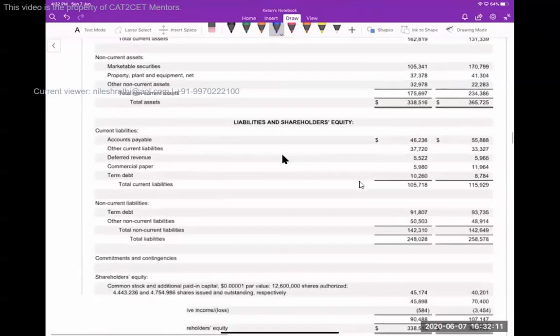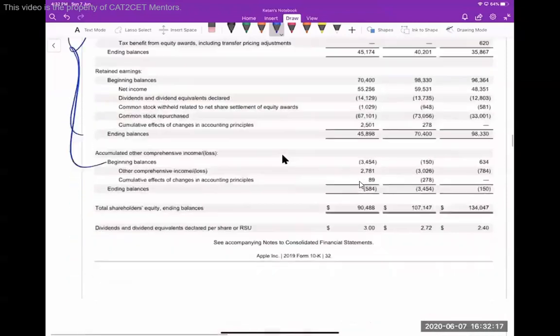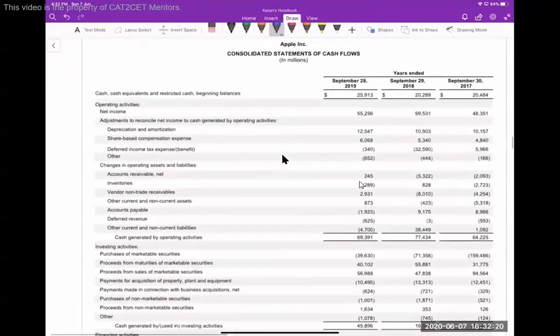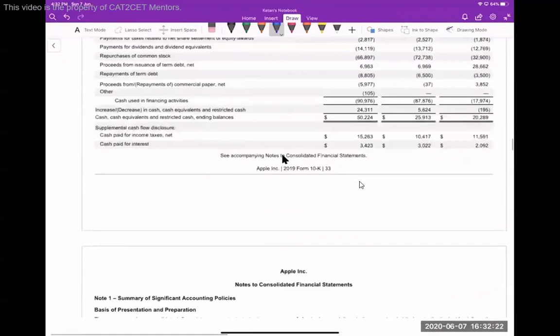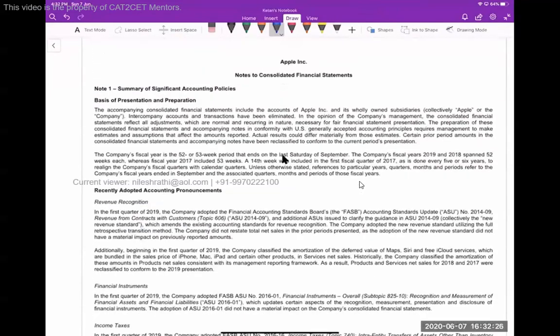Then you have the balance sheet. Then you should be having cash flow, shareholders' equity. Yes, you can go through this. This is what we have covered in the lecture. Then you have the statement of cash flow, beautiful, and so on and so forth. Okay. Now, notes to consolidated financial statements.